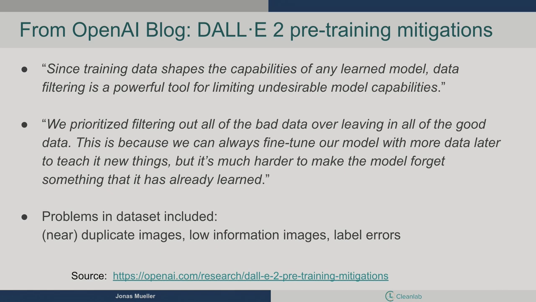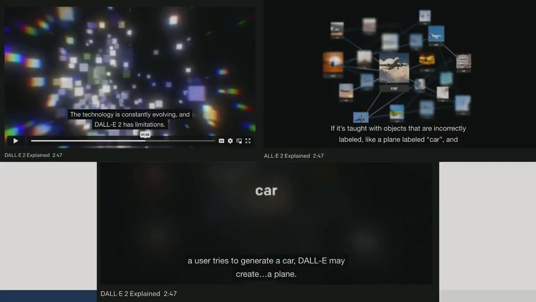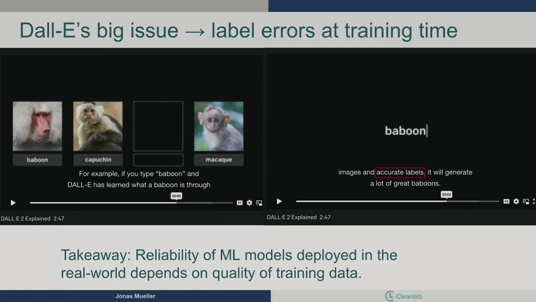Some of the problems in the data set they were using for DALL-E 2 included a lot of duplicates, a lot of really low information images, and mislabeled data. And they say that if DALL-E 2 is taught with objects that are incorrectly labeled, like a plane labeled as a car, then when a user tries to generate a car, DALL-E may create a plane. That's not very shocking, but it shows you the basic amount of data curation work that is required to produce a high-quality model like this.